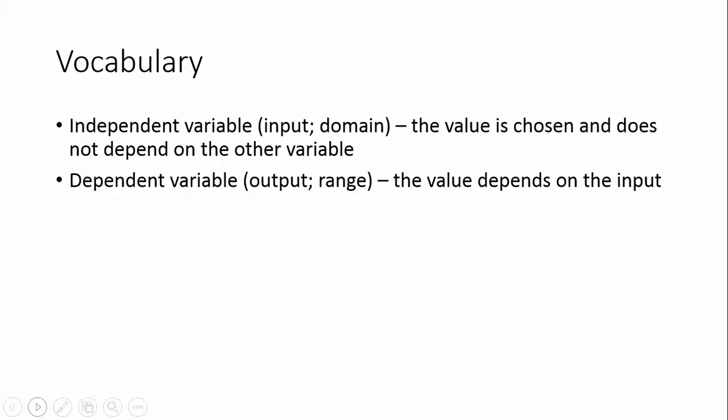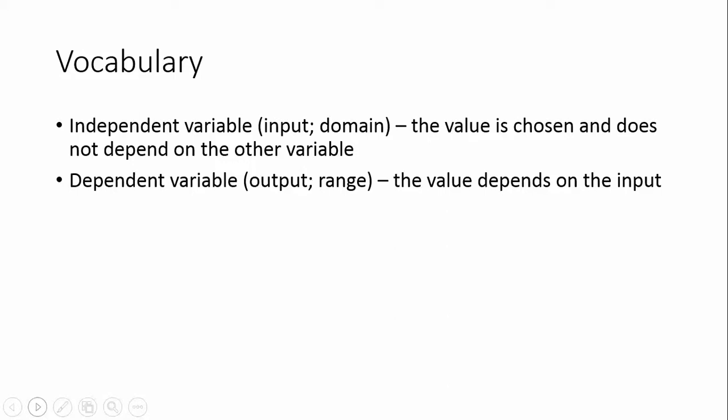So let's look at a few vocab terms. First, we have independent variable. And other words that may be used in place of the word independent variable are input or domain. So the independent variable is the value that is actually chosen for the function or equation and does not depend on the other variable. It's independent.